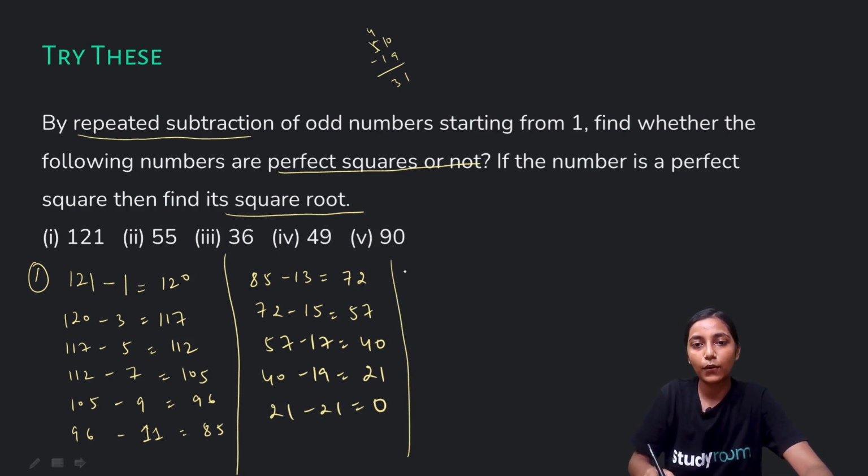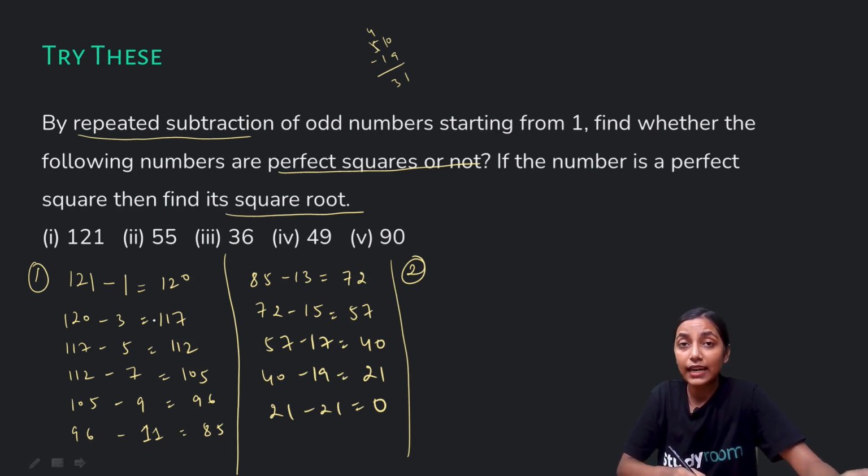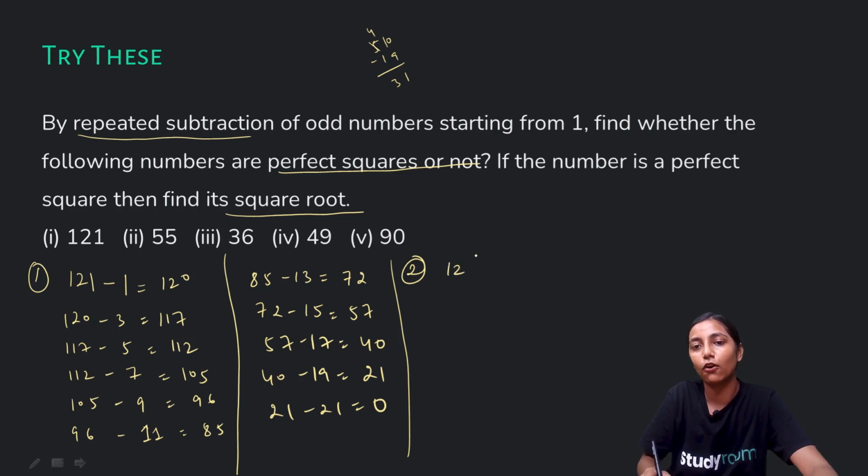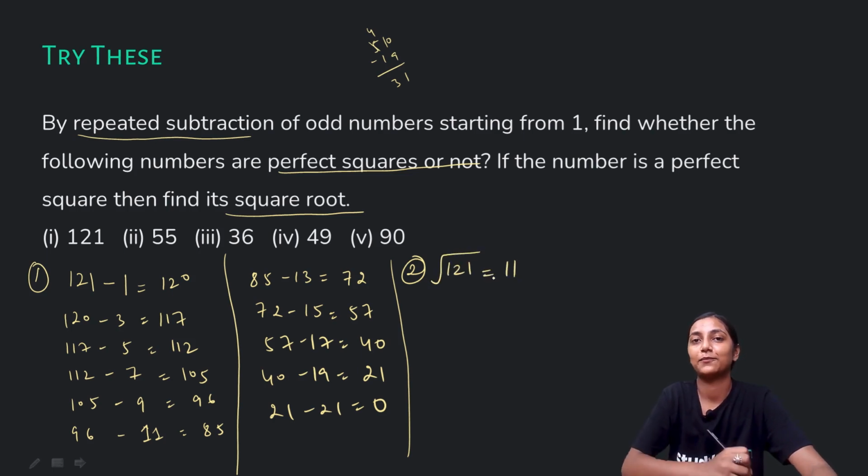After stopping, we move to our second step, that is calculating how many steps are included in at last getting our 0. So how many steps are there? 1, 2, 3, 4, 5, 6, 7, 8, 9, 10 and 11. Since there are 11 steps till we get to the answer 0, we can say that the square root of 121 is 11. This is the method of repeated subtraction for finding square roots.